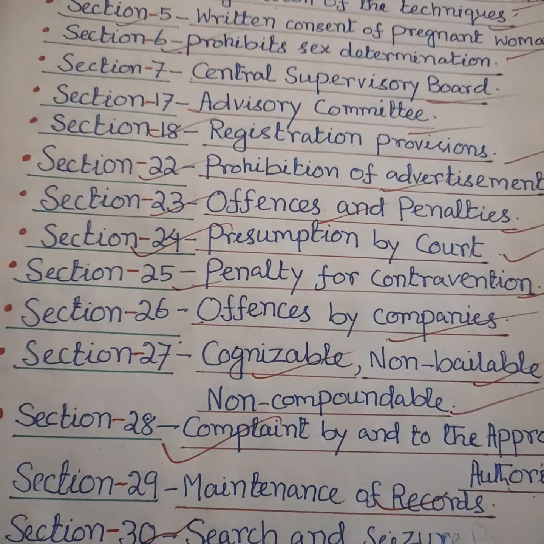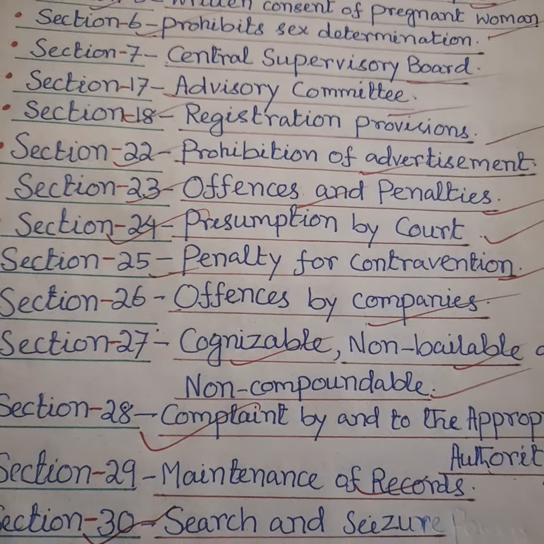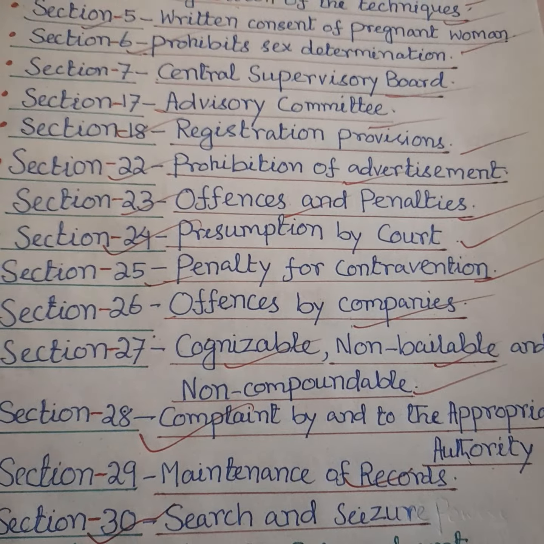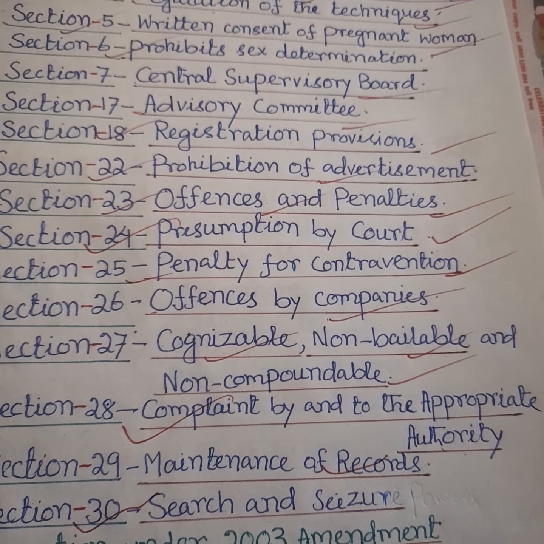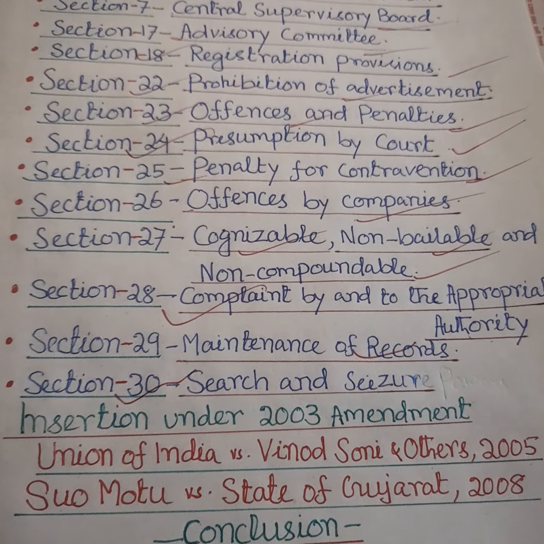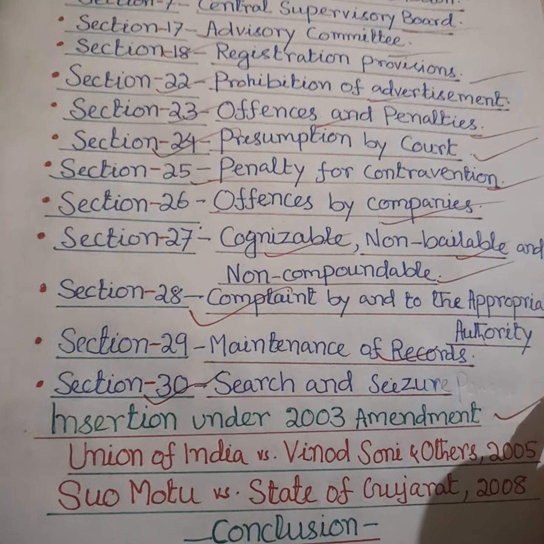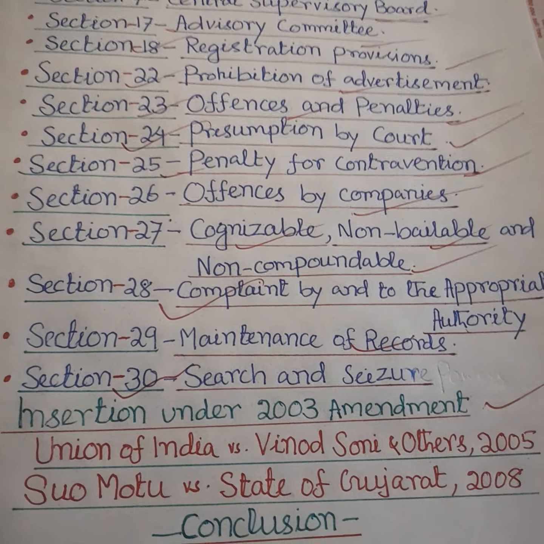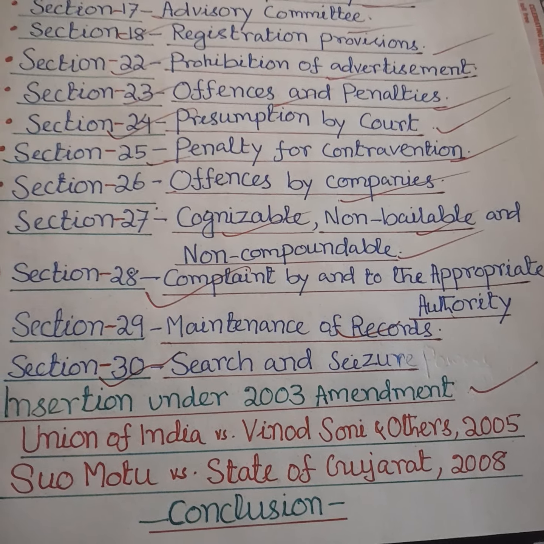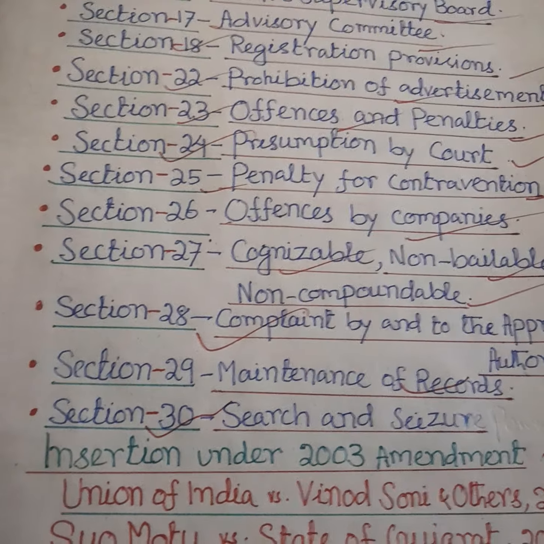30 of the Act. Section 30 provides the power to search and seizure of records, etc., as it is provided. And now we would like to discuss those amendments and insertions made under the 2003 amendment, which renamed the 1994 Act as the Preconception and Pre-Natal Diagnostic Techniques, Prohibition of Sex Determination Act 2003.